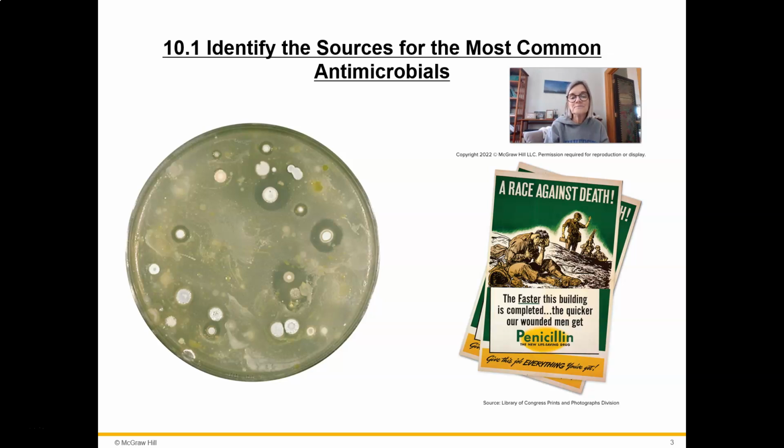Now, fortunately, we don't have to grow mold in giant facilities anymore, because we've been able to extract penicillin from the mold in much more efficient ways than we used to be able to. But this was a great, very serious, important effort during World War II.